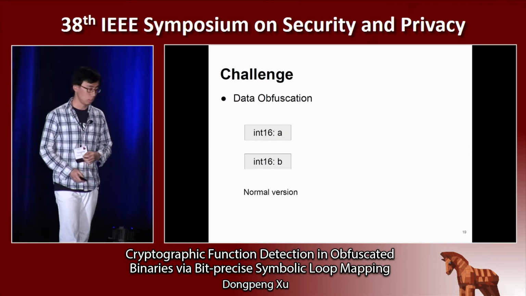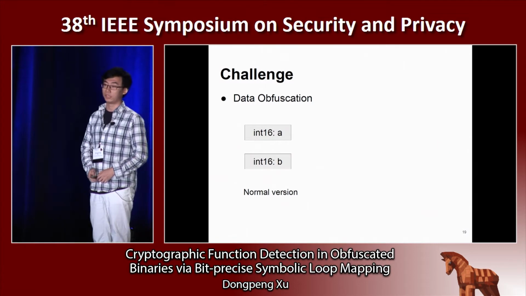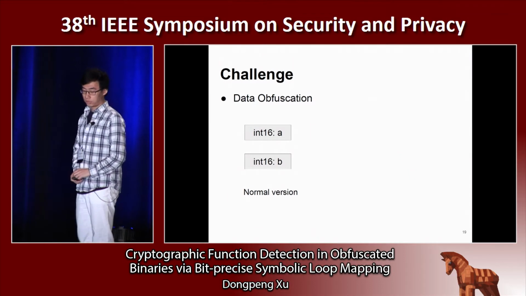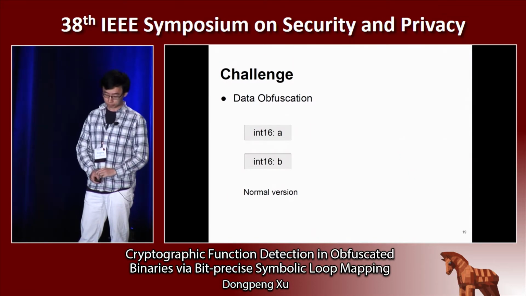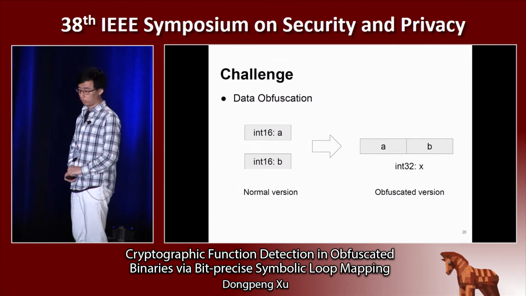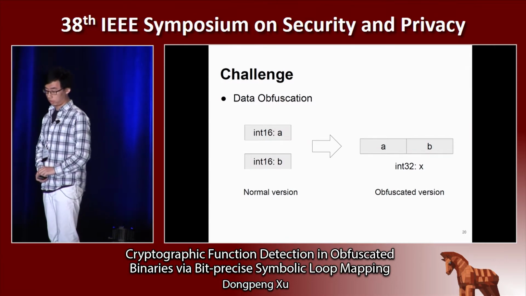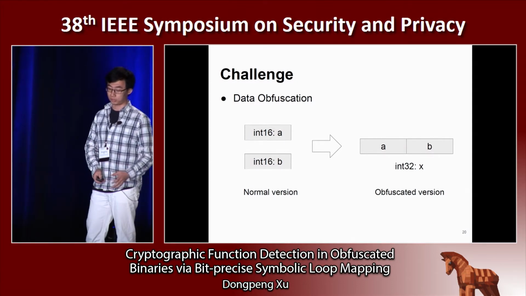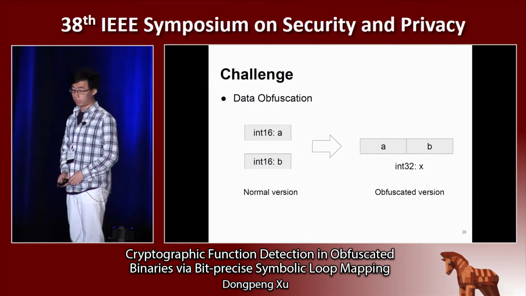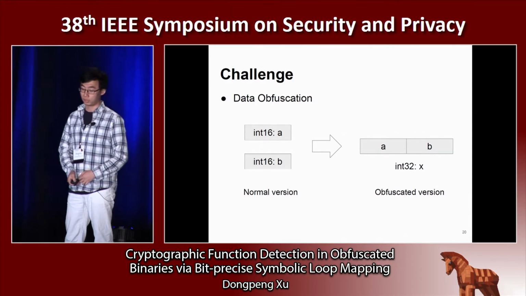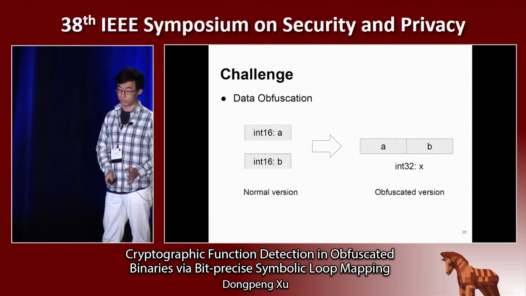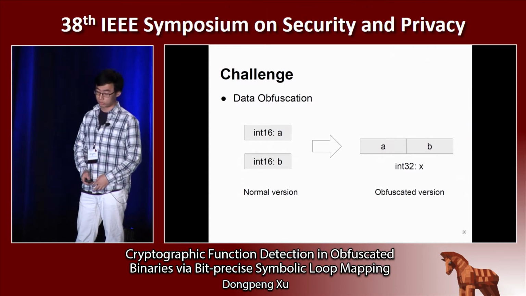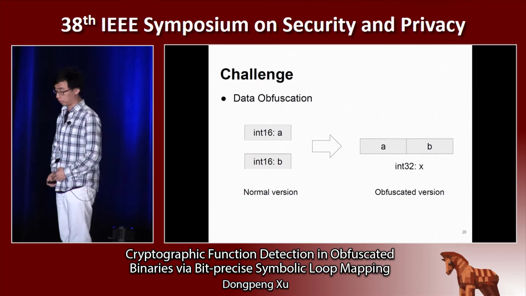Here I show an example of a simple data obfuscation. In the normal version of the program, there are two 16-bit integer variables, A and B. But in the obfuscated version, there is only one 32-bit integer variable x. Actually, it is a combination of A and B in the normal version. If you use dynamic methods to analyze this kind of program, they cannot identify the input-output relations since the number of input variables is different. They usually treat these two versions of the program as different.